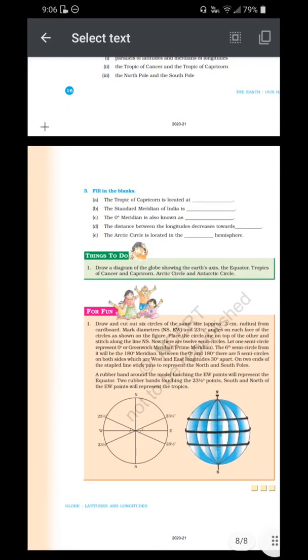3. Fill in the blanks. A. The Tropic of Capricorn is located at dash. B. The standard meridian of India is dash. C. The 0 degrees meridian is also known as dash. D. The distance between the longitudes decreases towards dash. E. The Arctic Circle is located in the dash hemisphere.